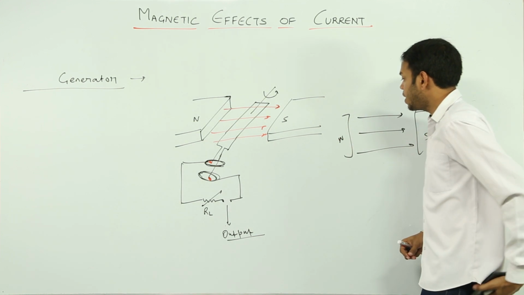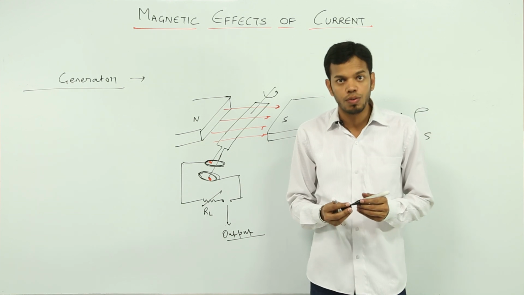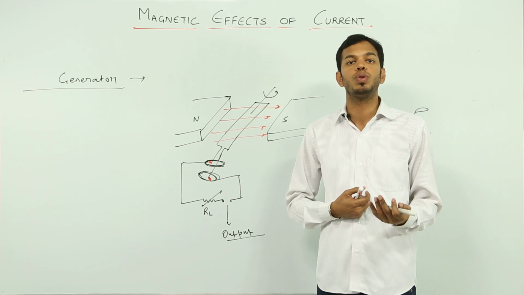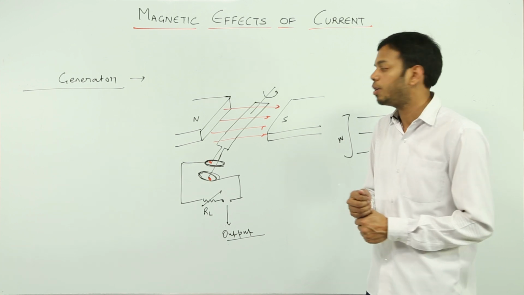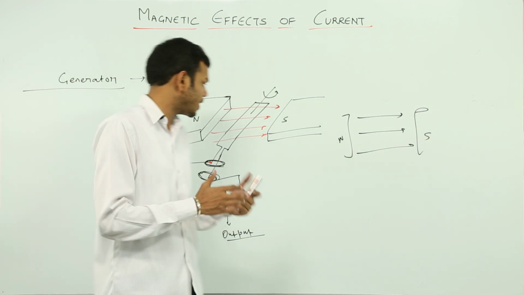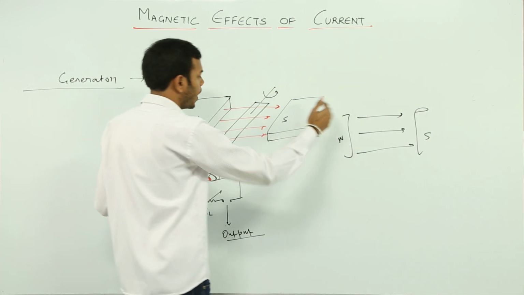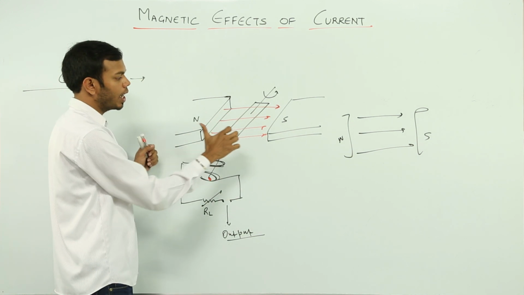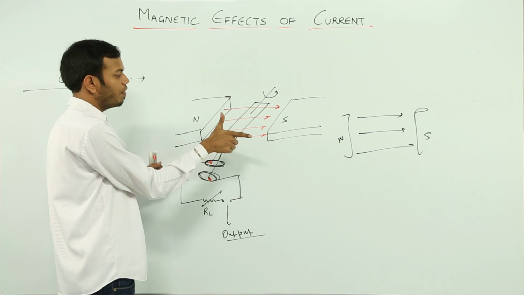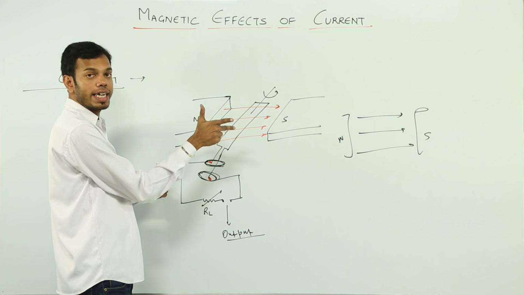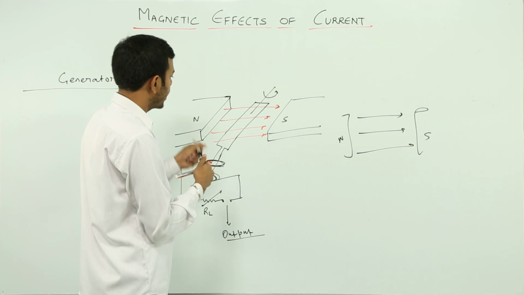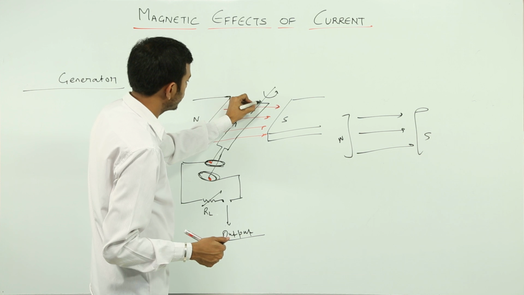So what will happen? The flux change will cause current to be produced in it, and the direction of flow of current is given by what? Right hand thumb rule. So let's apply the right hand thumb rule. This part is going upwards, it is coming out. So the motion and magnetic field are in this direction, so the current is vertically inwards. That means the current will flow in this direction.